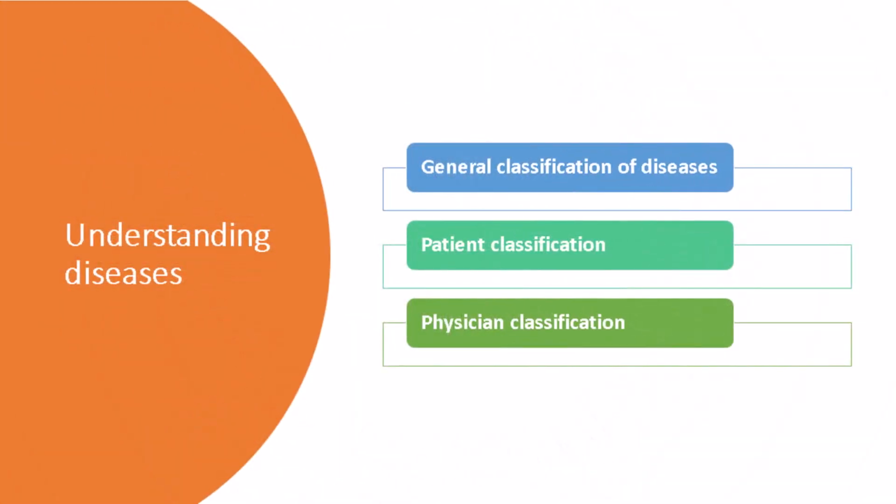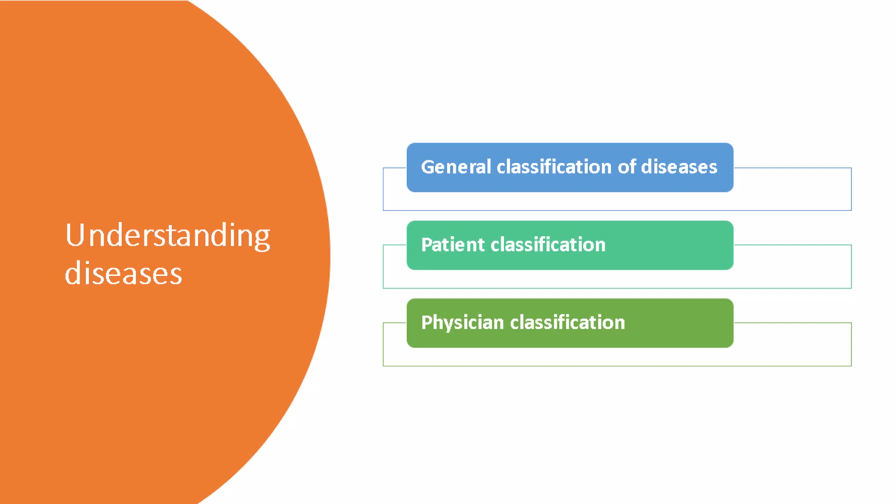Today, we delve into the topic of disease classification, as it plays a crucial role in comprehending the essence of diseases for different individuals involved in their treatment. Diseases are broadly classified into three categories: general classification, patient classification, and physician's classification. Let's begin with the most widely used classification of diseases, known as the general classification.